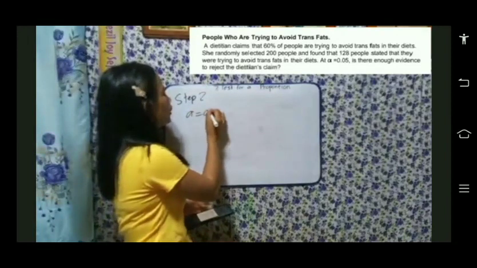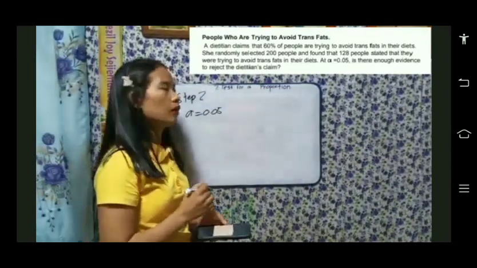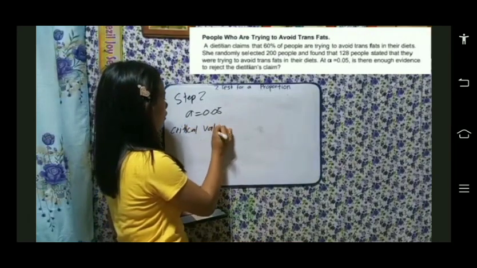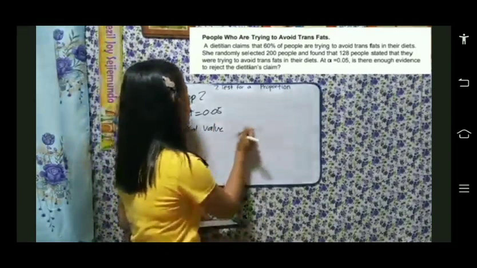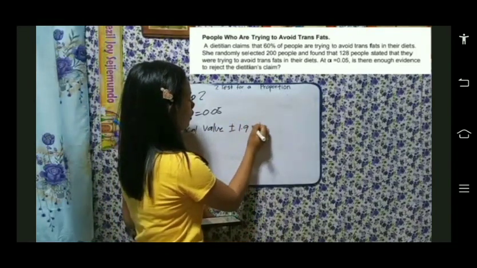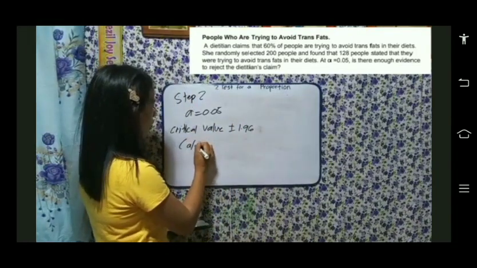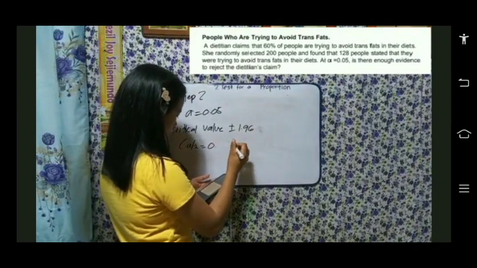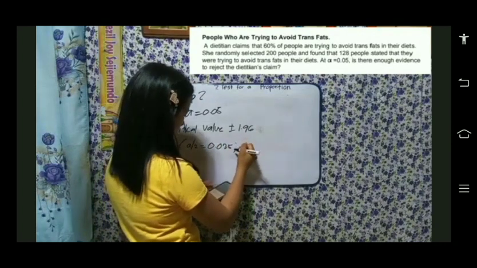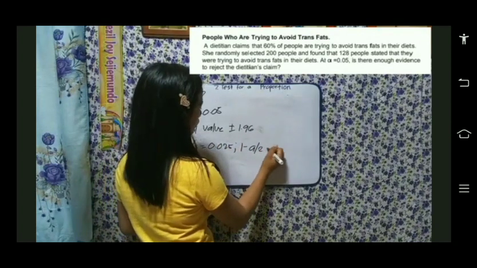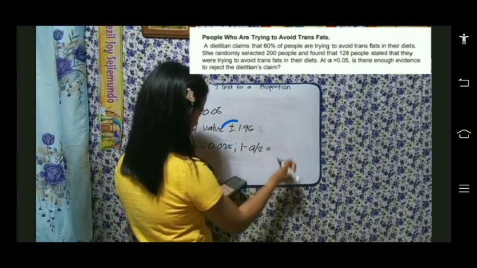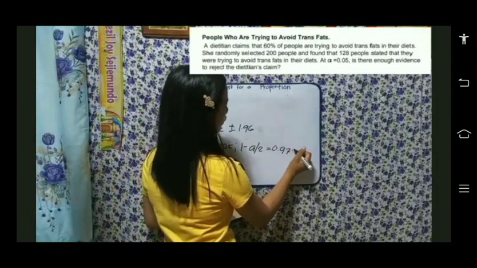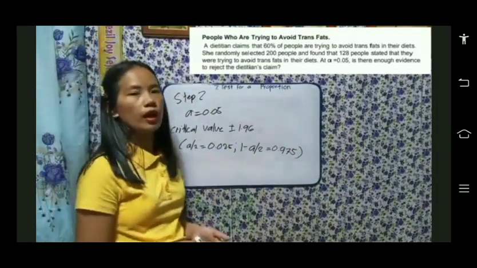Since alpha was 0.05 and the test is two-tailed, the critical values are plus and minus 1.96. Alpha over 2 equals 0.025. So let's move to step 3.